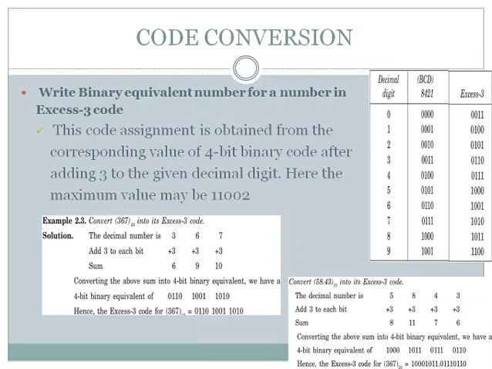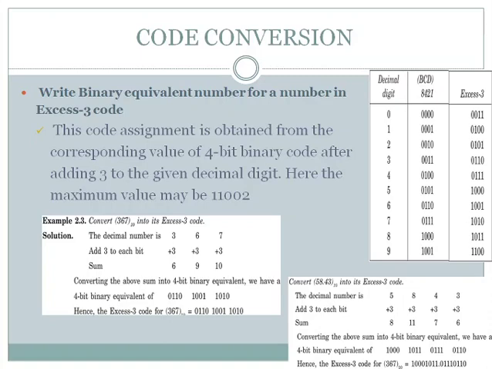Next we have seen what the XS3 code is and how to obtain it. We use this XS3 code to convert any decimal number into the XS3 code scheme. To obtain the XS3 code for the 10 decimal digits, for each decimal digit we have to add 3, and for the resulting number we obtain the 4-bit binary equivalent, and that 4-bit binary equivalent becomes the XS3 code for the corresponding decimal digit.